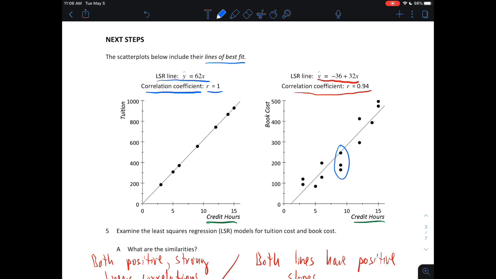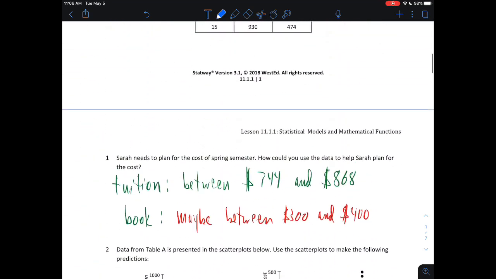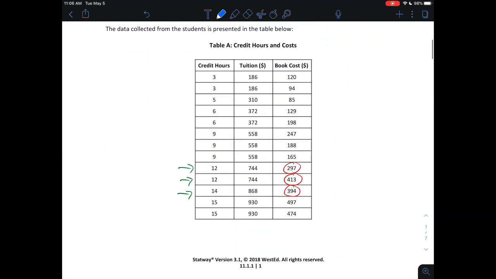And in fact, if you go back to the table, you can see that, let's say for 9 credit hours, look at the outputs. For 9 credit hours, notice the book costs, 247, 188, 165. So for the same number of credit hours, there are different book costs. Also, you can notice the tuition's all the same for 9 credit hours.